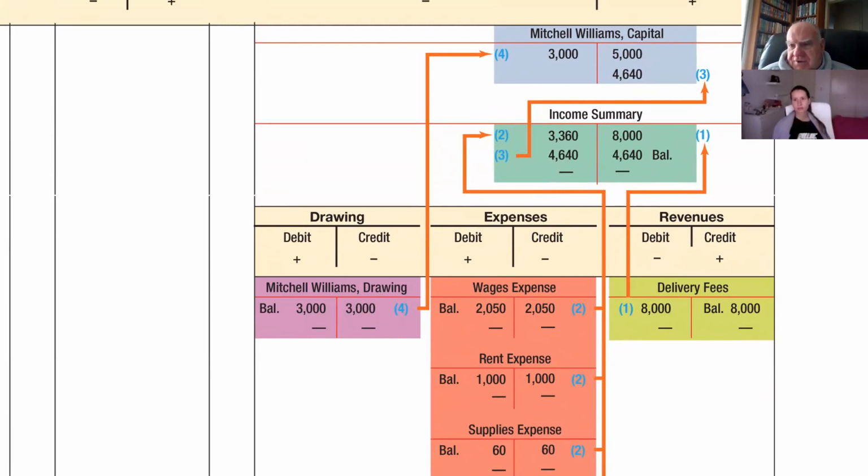So the closing process represents the job of zeroing out everything on the income statement, which would be your profit or your loss, and moving it into capital through this clearing account called income summary.